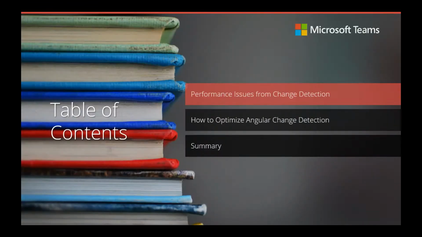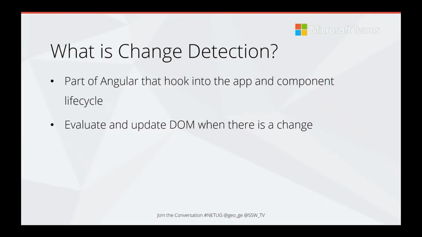In this talk, I'm going to separate it into 3 main points: performance issues from change detection, how to optimize Angular change detection, and a summary. Let's get started. First things first, what is change detection? In Angular's scope, it's a hook on app and component lifecycle, which evaluates and updates the DOM whenever there's a change. So it's a good and a bad thing, right?